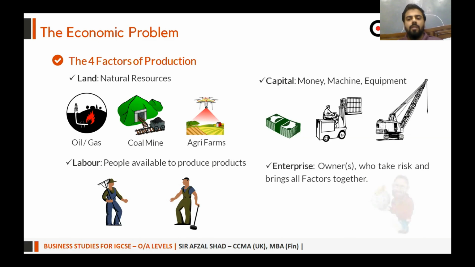Then enterprise. The entrepreneur is the owner, somebody who is taking the risk and bringing all of these three factors together. Like the owner of Ferrari, what is he doing? It was his idea to manufacture Ferrari. It was his idea to manage the things. So he's managing the land. By land, we mean that he's managing the factory.